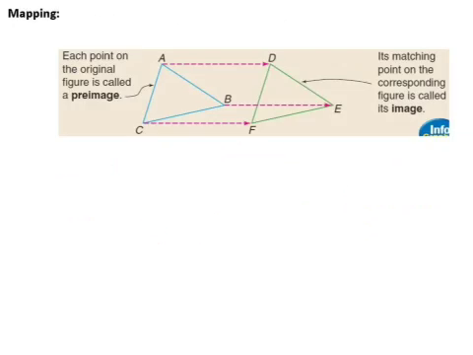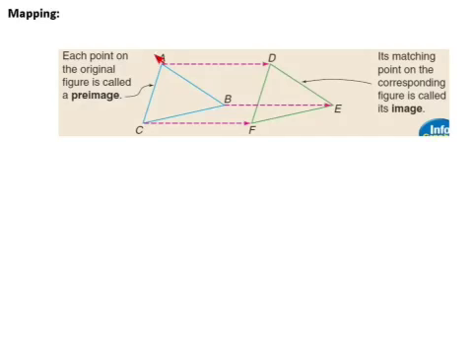Oftentimes, you'll hear the term mapping used. A mapping is a one-to-one correspondence that describes a pre-image to its image. So the three previous examples that we looked at were different types of motion that would describe a pre-image to an image location. So here we would say that A is the pre-image of image D. Point B is the pre-image of point E. And C is the pre-image of point F.